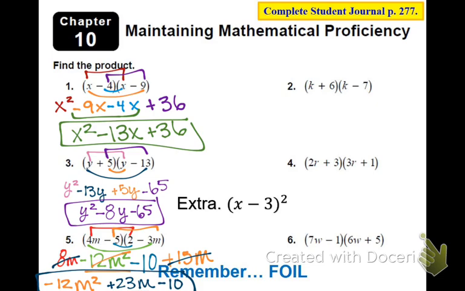When something is squared, what is happening? It's being multiplied by itself. So this is literally the same thing as x minus 3 times x minus 3. So I would rewrite it like this, because this is how you solve it.